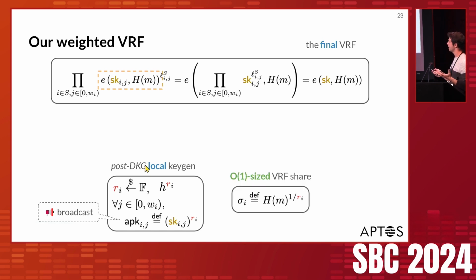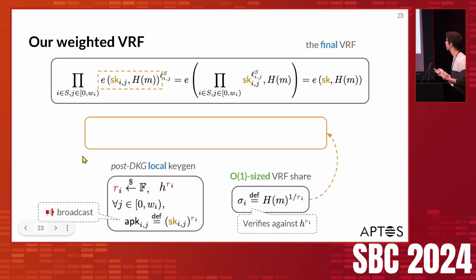And the way we're going to sign and get a constant size VRF is we're simply going to do a BLS-like signature on the block number using 1 over Ri as the secret key. And this is constant size. It doesn't matter how much weight you have. You're always just sending one group element. And you'll notice that this is actually verifiable against the commitment to Ri using a BLS-like verification.